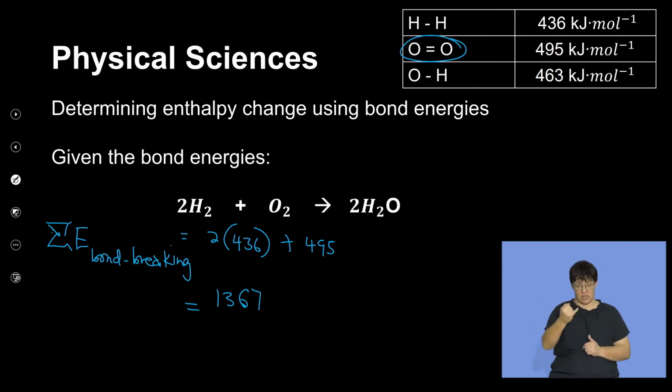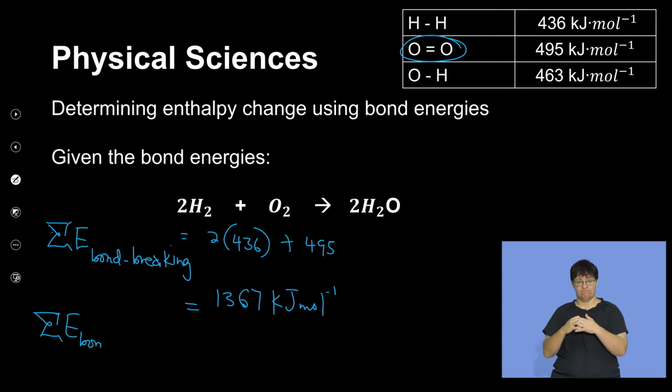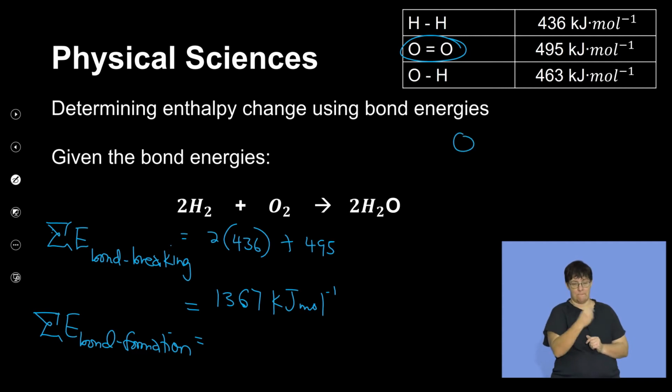Kilojoules per mole. And then the sum of energy for bond formation, this is the amount of energy that is released, is equal to... Per molecule of water, there are actually 2 of these. So if we draw a molecule of water, this is what is happening. That's a molecule of water.